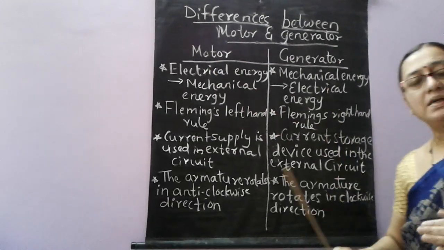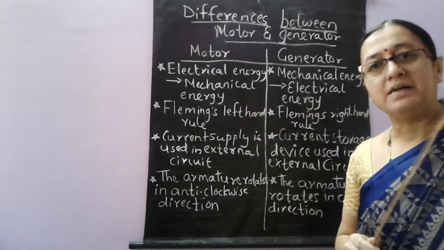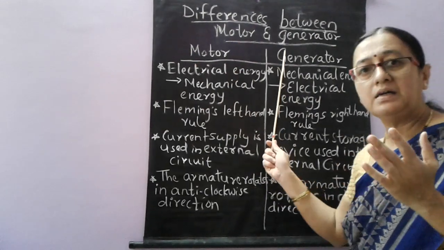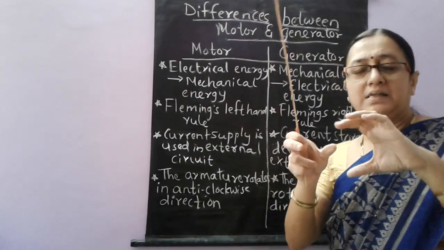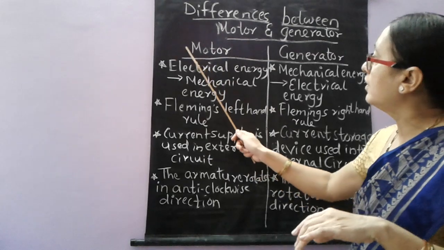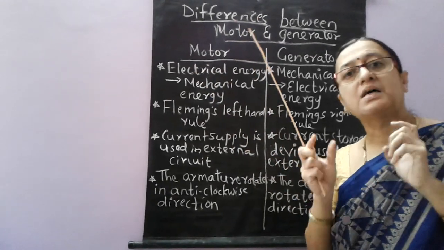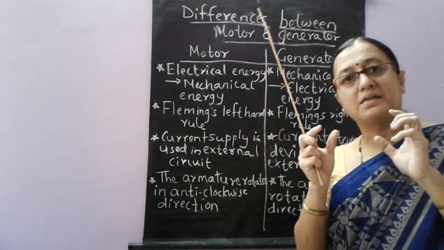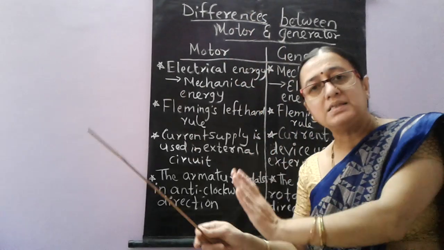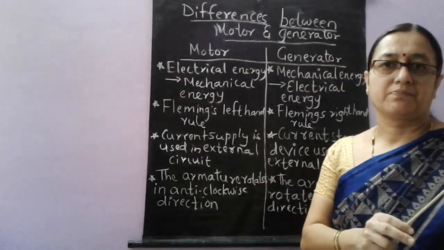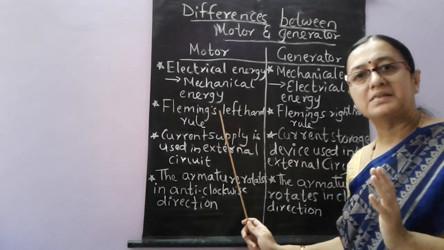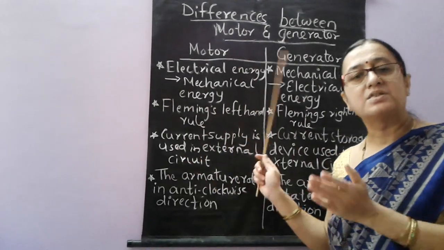And again I am repeating, for AC motor and AC generator, full rings, that is slip rings, are used, and for DC motor and DC generator, split rings are used as commutators. Commutators are the devices which convert AC into DC. So these are the main differences between motor and generator.